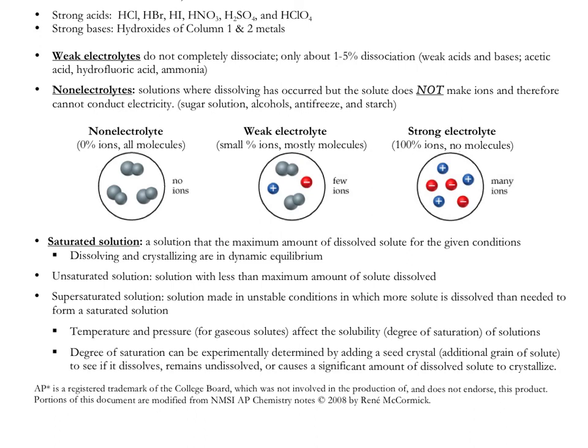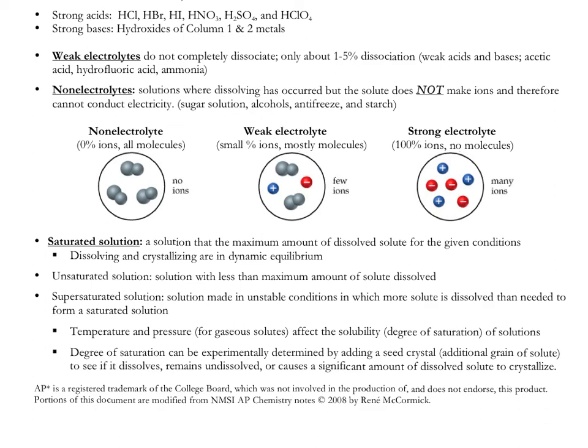We can affect the degree of saturation by changing the temperature. Sometimes when it's hotter, more dissolved, sometimes less, depending on the solute. If we have a gas dissolved in a liquid, gaseous solute, pressure affects it. And as we get to gases, we'll remind ourselves of that. But those can change how much could dissolve.